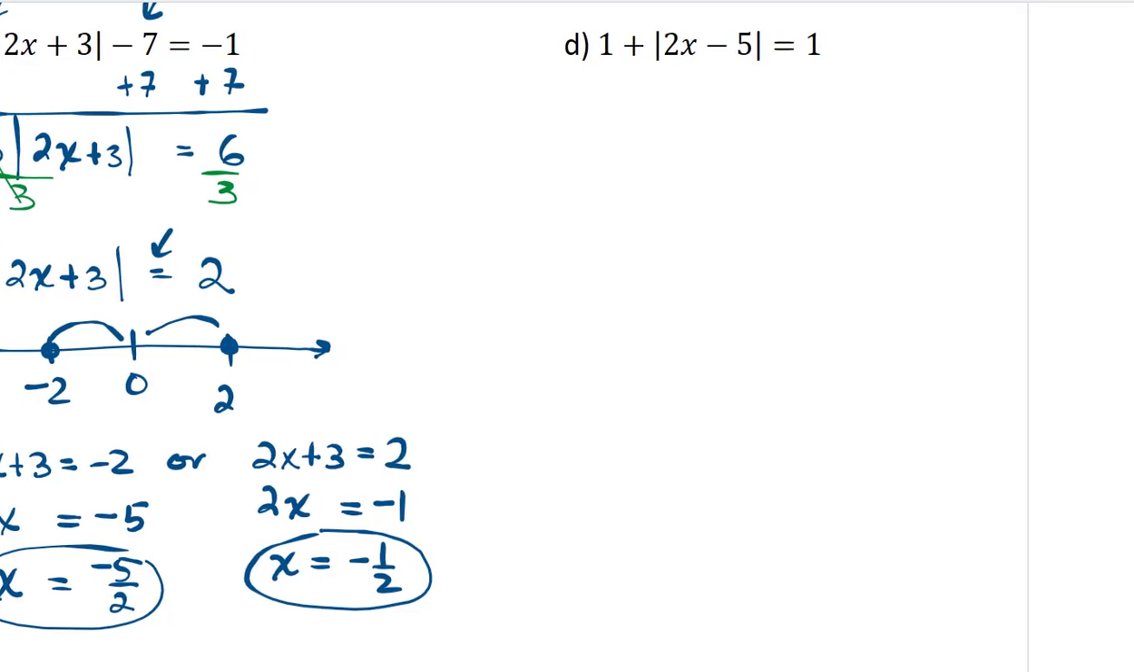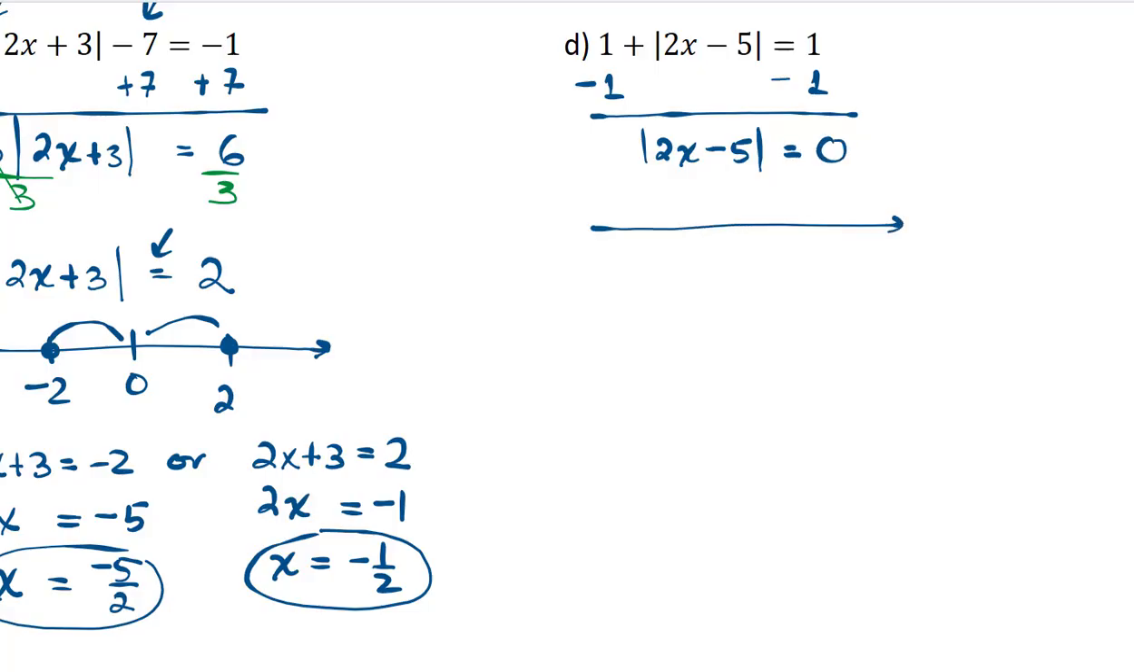For part D, similar to the other ones, again, start out with isolating the absolute value term. In other words, get rid of the constant term, subtract it from both sides. Now we're left with the absolute value of 2x minus 5 is equal to 0. And now to interpret this absolute value statement, 2x minus 5 is 0 units from 0. So 0 units from 0 is precisely at the origin. There's only 1 point. That means 2x minus 5 is 0.